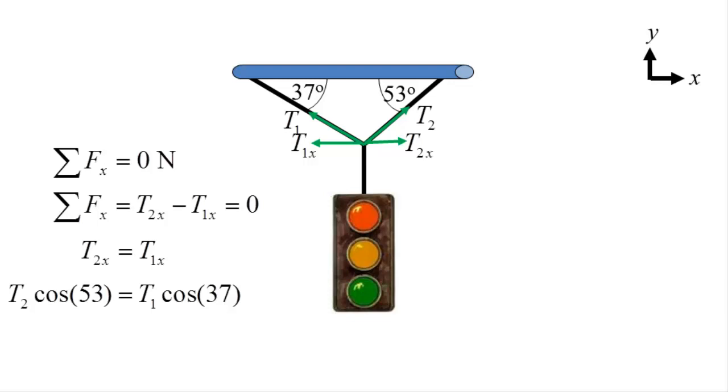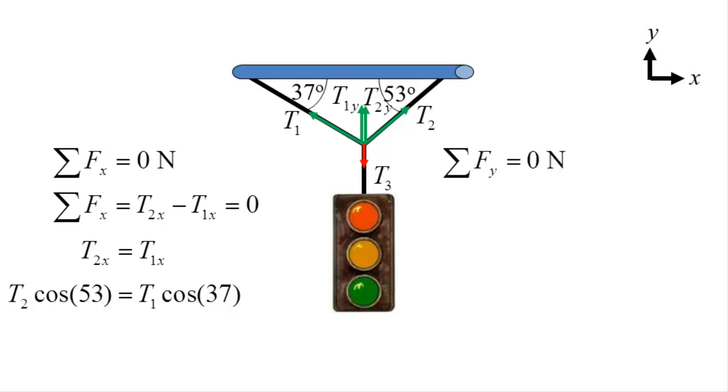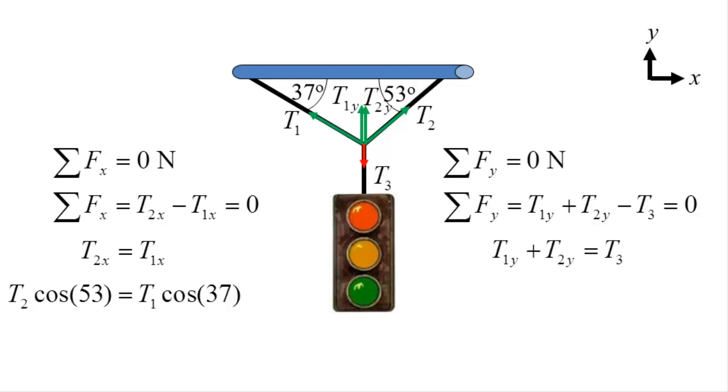Along the vertical, we have T1y and T2y pointing upwards in a positive y direction and T3 pointing downwards in a negative y direction. So the sum of the forces in the cable junction along the y direction gives T1y plus T2y minus T3 equals 0, or T1y plus T2y equals T3. T1y and T2y can be written in terms of the cable tensions T1 and T2 as T1 sine of 37 degrees being the vertical component of T1 and T2 sine of 53 degrees being the vertical component of T2.